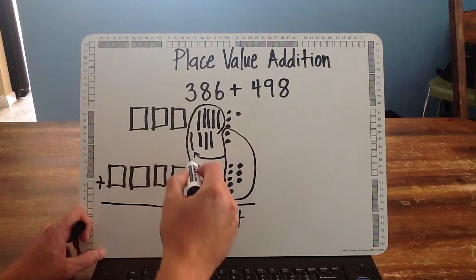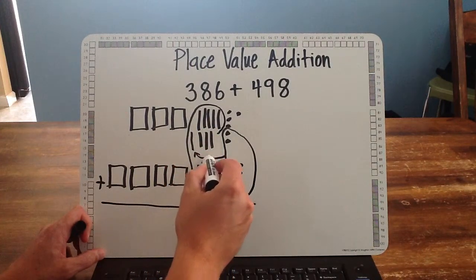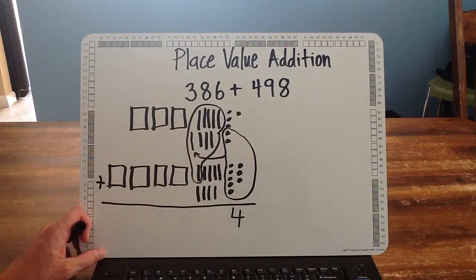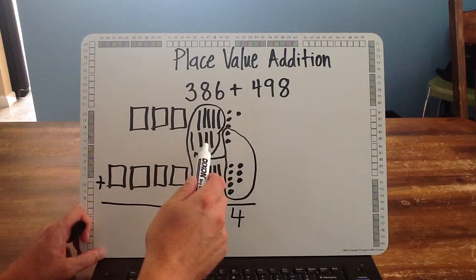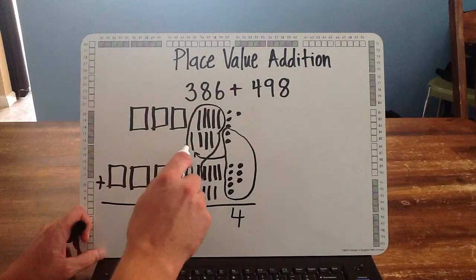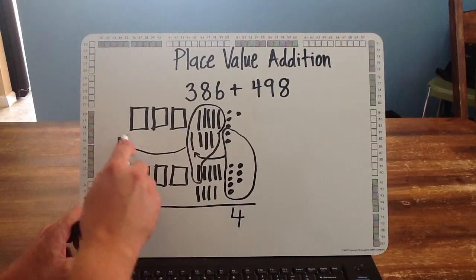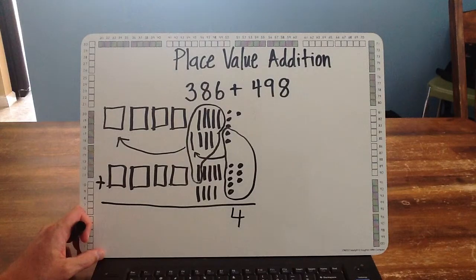and I take another 10 from the 90 below it, I now have another group of 10, which makes 100. 10, 20, 30, 40, 50, 60, 70, 80, 90, and now 100. So I'm going to bring this 100 over to the hundreds place. I've regrouped it and made it into another group of 100.